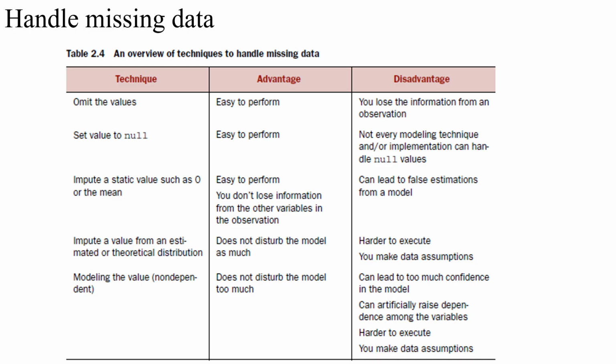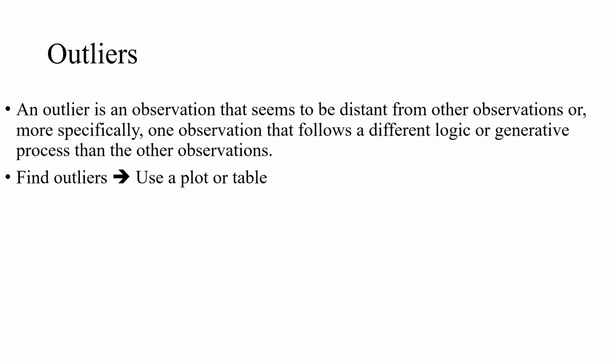Then modeling the value does not disturb the model too much, but it can lead to too much confidence in the model. Once we finalize, we have to model the value. It will give too much confidence, but it is harder to execute. So this is how we have to handle the missing data.